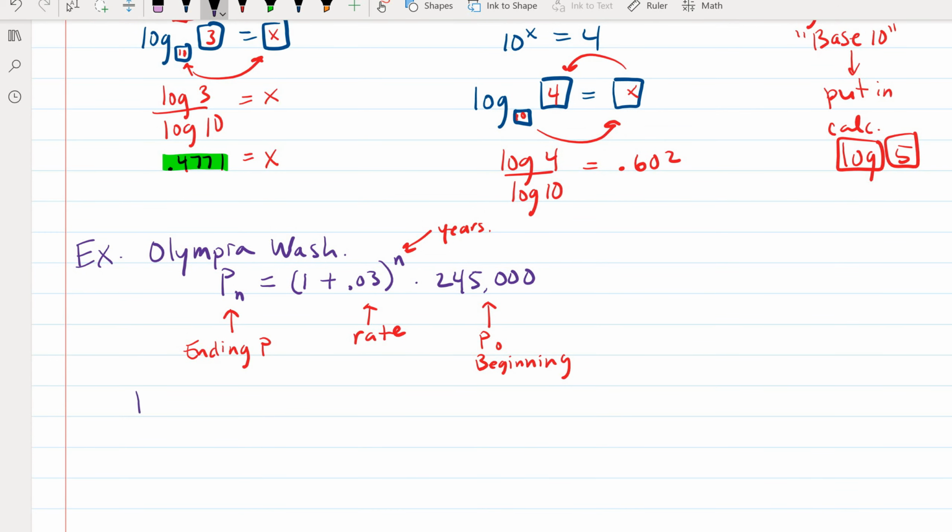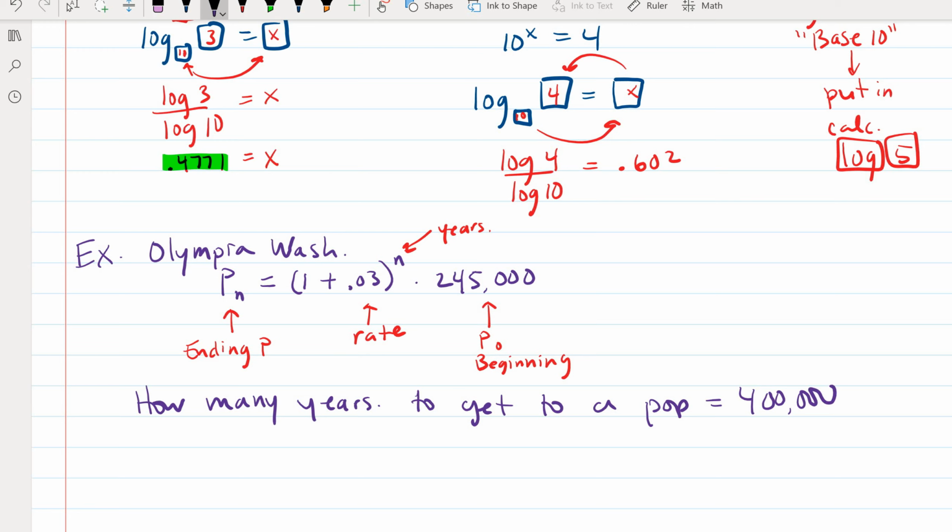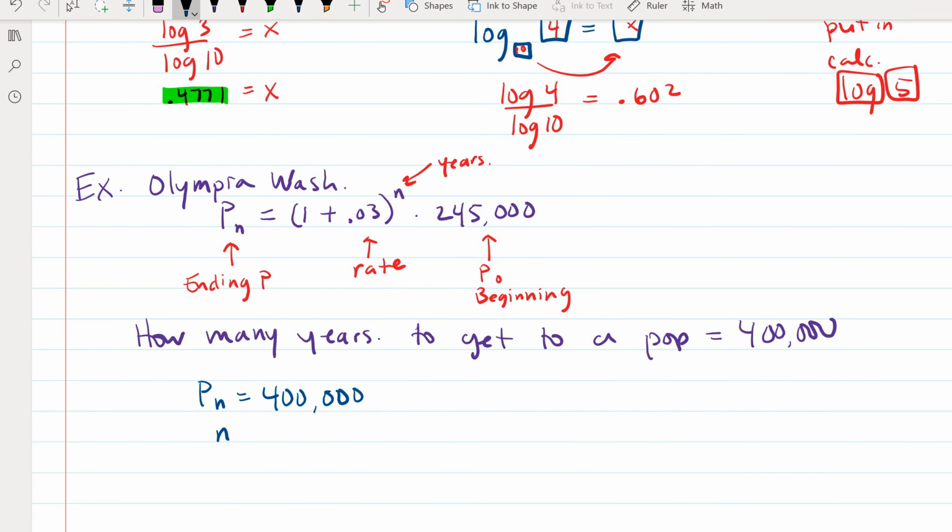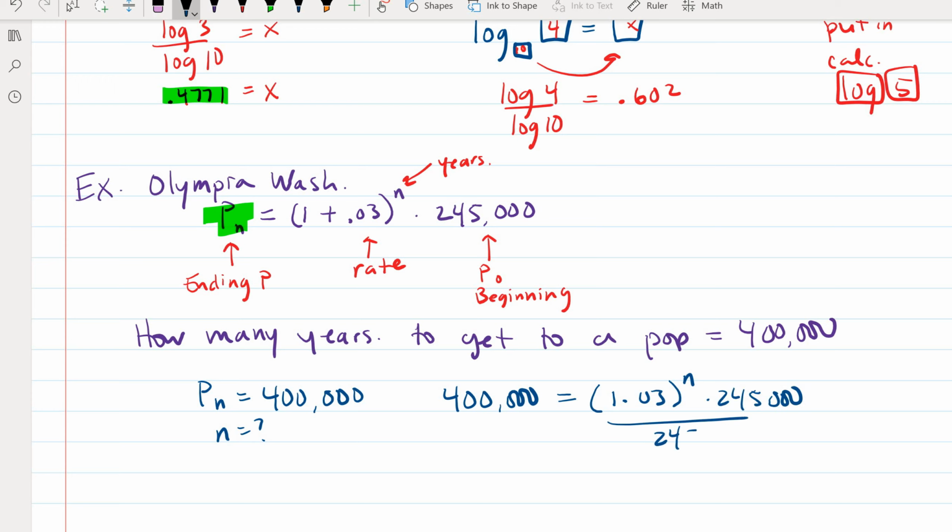So the question is, how many years will it take to get to a population of 400,000 in Olympia? So let's figure out what we know. Pn, that's our final amount, should be 400,000. And n is what we are trying to find out. Everything else in this equation is going to stay the same. So 400,000 is our Pn. Then that equals 1.03 when I add those together to the nth power times 245,000. We are going to divide both sides by 245,000.